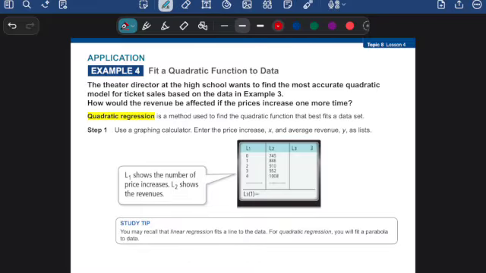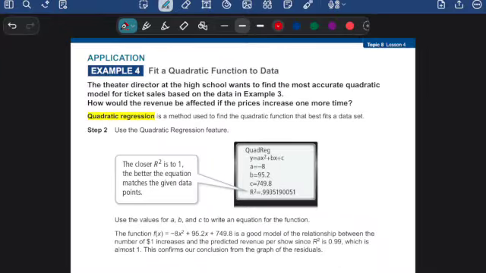So we plugged into the calculator our lists. L1 is our X values. L2 was our Y values, or the actual cost. Then we did stat, calc, and we did option number 5 to get to the quadratic regression. And that will give you values for A, B, and C.